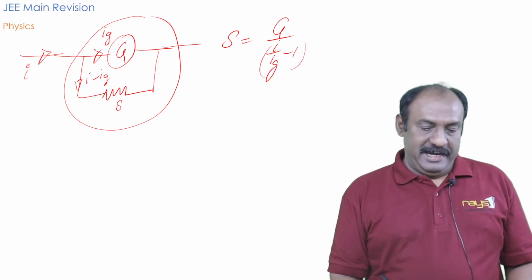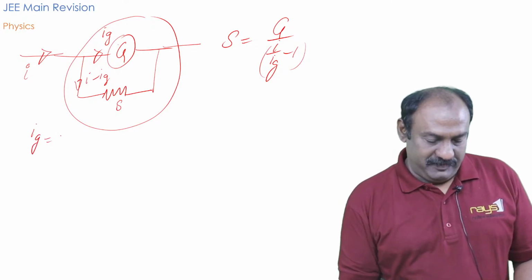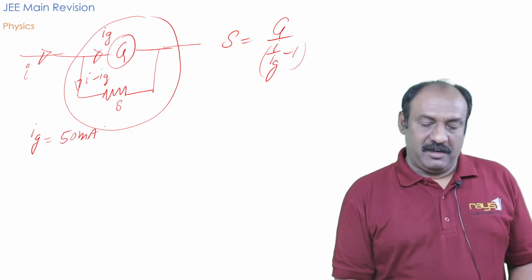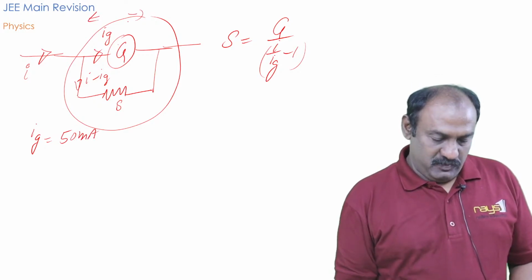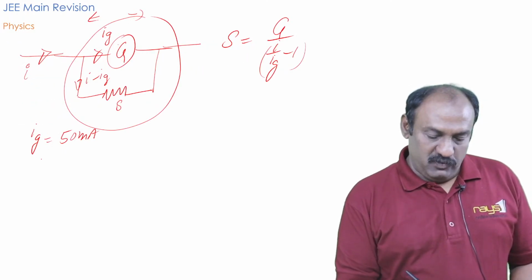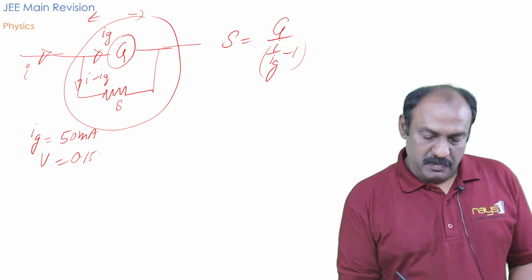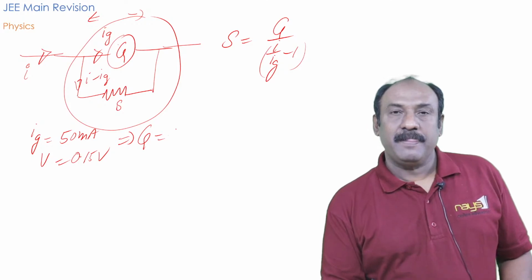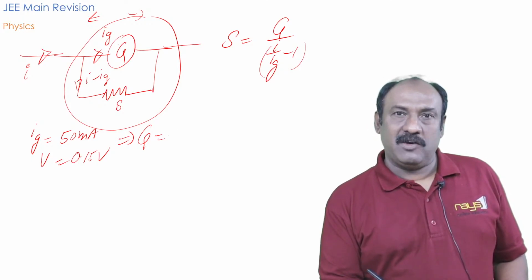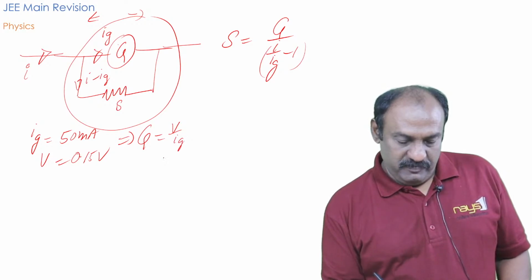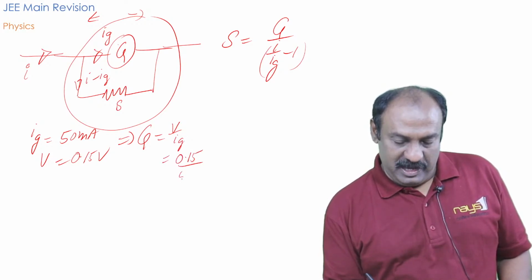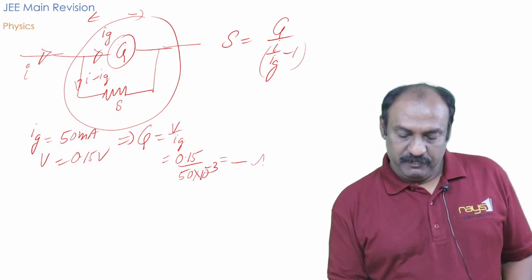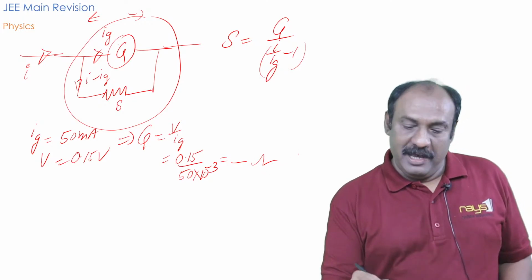Now according to the given data, the current through the galvanometer is 50 milliamperes, and the voltage across the terminals of the galvanometer is 0.15 volt. From this the resistance of the galvanometer can be calculated: V equal to IR, so R equal to V by Ig, which is 0.15 by 50 milliampere. From this we can calculate the G value in ohm. Now you substitute this G value in this equation.